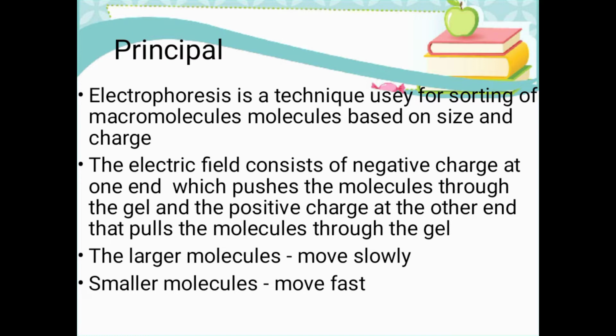Electrophoresis is a technique used for sorting of macromolecules based on their size and charge. The gel is placed in an electrophoresis chamber, which is then connected to a power source. The electric field consists of a negative charge at one end, which pushes the molecules through the gel, and a positive charge at the other end that pulls the molecules through the gel. So positively charged cations will migrate towards the cathode, which is negatively charged, and negatively charged anions will migrate towards the positively charged anode.